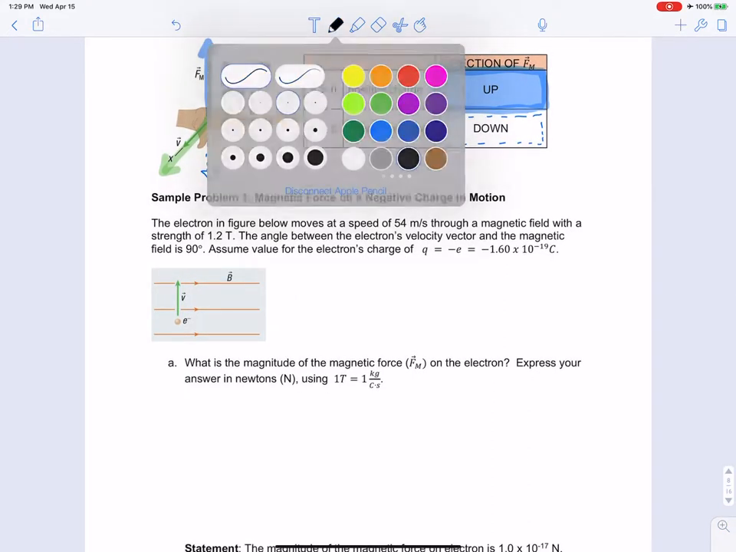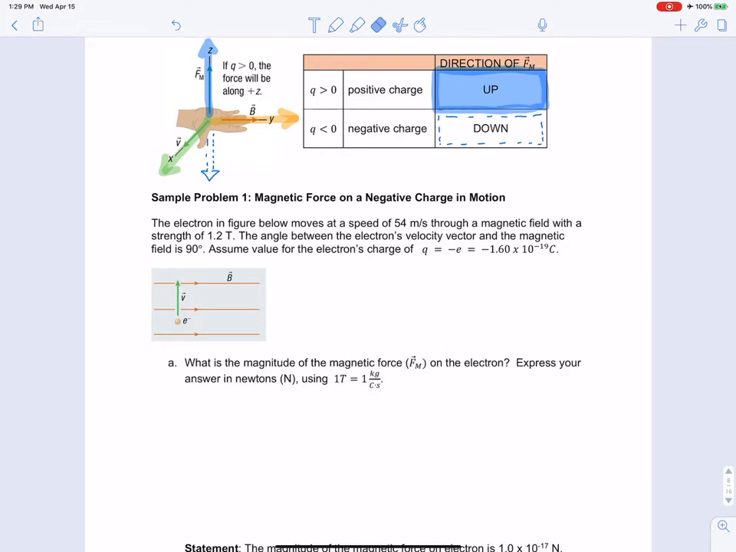So, we want to find the magnitude of the magnetic force. And we know it's equal to qvb sine theta. Now, the magnitude of the magnetic force can be found by using the charge. And the charge of an electron is negative 1.6 times 10 to the power of negative 19 coulombs. But we're only going to put in the magnitude of this, 1.6 times 10 to the power of negative 19 coulombs, and not the sign, because we're concerned with the magnitude, not the direction at this point.